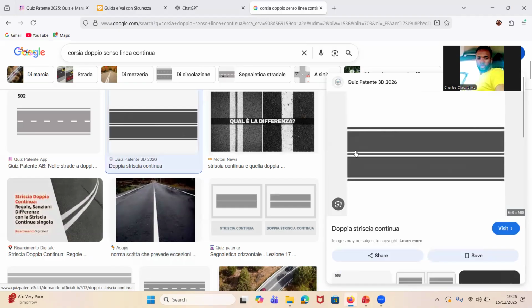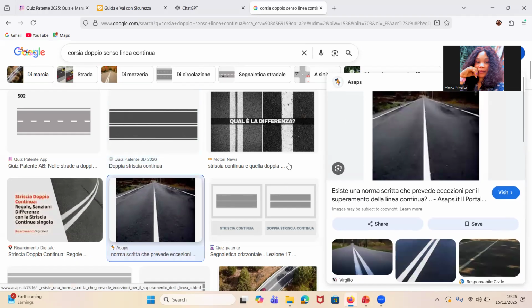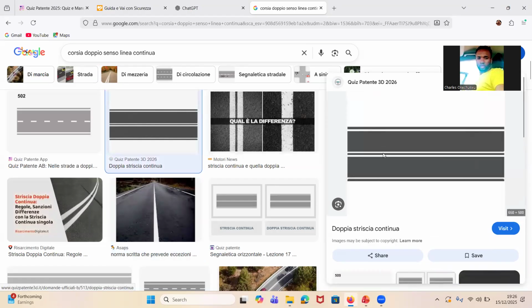Watch. Is double continuous line in the center of the carreggiata. Sir, can you repeat the other one you said? How to understand double sense of movement. The first example, it has 3 examples, but we'll see only 2 for now. The first example, you will see continuous line in the center of the carreggiata. Second example, you will see double continuous line in the center of the carreggiata. It means car go they go here, car go they come back here.